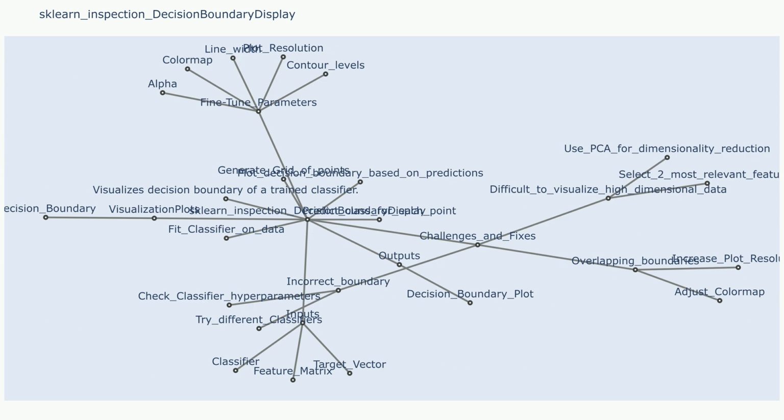Challenges and fixes. Challenge 1. Explain in detail incorrect feature scaling. If the features in X have significantly different scales, the decision boundary might be skewed, making it difficult to interpret.